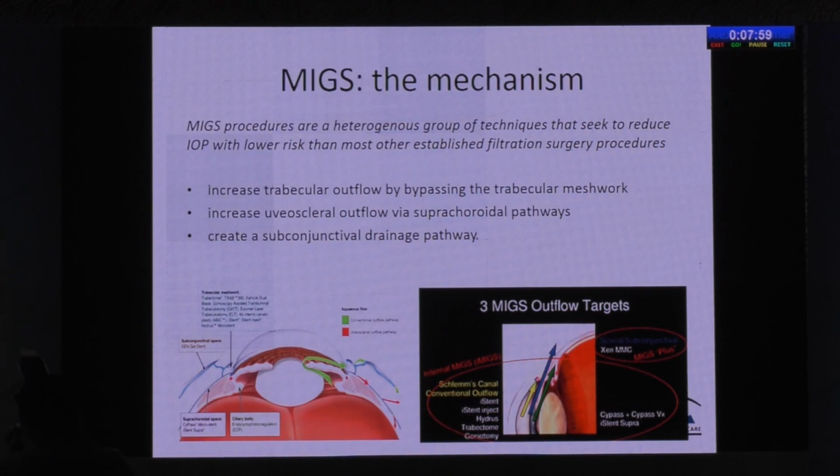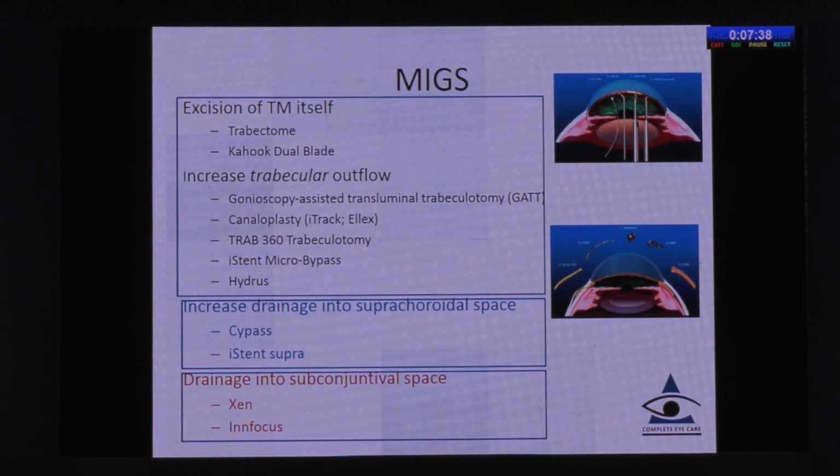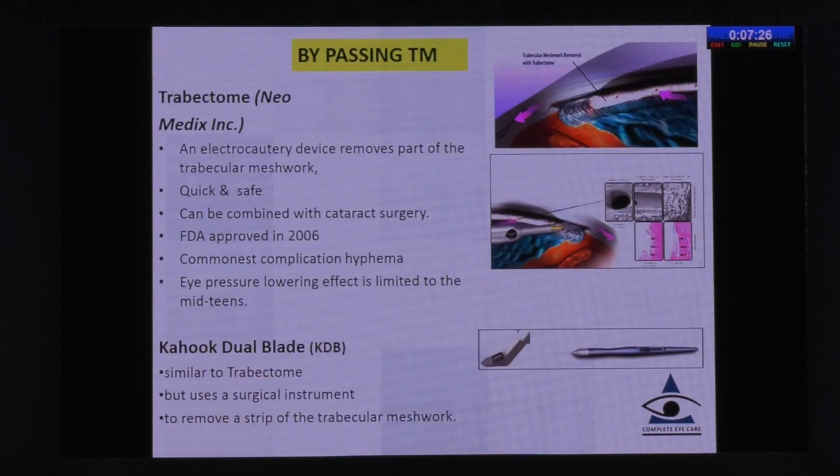Anyways, so the first category are the techniques which bypass the trabecular meshwork resistance. The second subgroup is the implants which increase the uveoscleral outflow via suprachoroidal pathway. And the third subgroup of MIGS surgeries create a subconjunctival drainage pathway which is a little different from a routine trabeculectomy. So in the first group, the techniques which bypass the trabecular meshwork, we have different techniques like the trabectome, the GATT, canaloplasty. I'll be talking about all these techniques in a little bit of detail shortly.